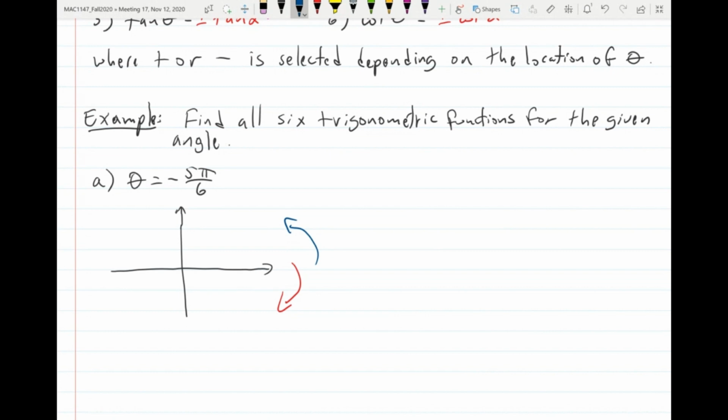So we're going to move clockwise, right? Because the angle is negative, that means we need to go in the red direction. And clockwise means, remember, in the sense of the clock. So as a negative angle, we go clockwise. Where do we stop?